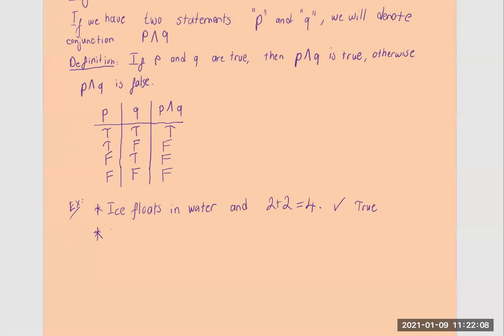And again, ice floats in water, and 2 plus 2 is equal 5. So the first statement is true, the second one is false. So we will say that compound statement is false. And there are more examples, but these are enough, I think.